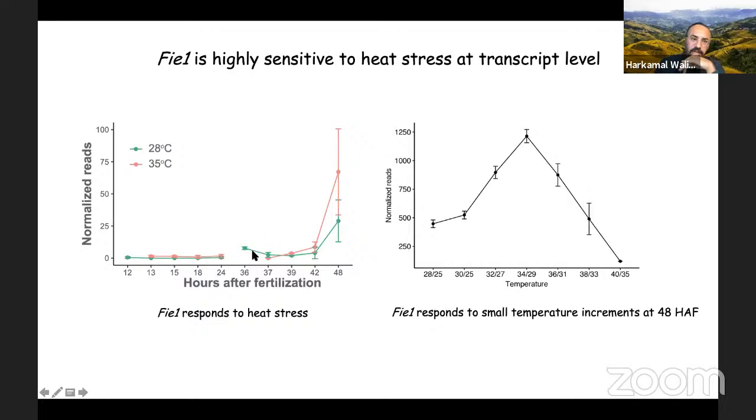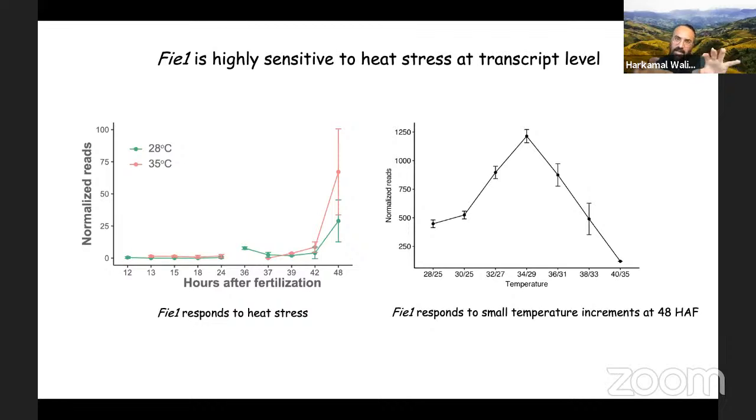response to heat stress, and what was very striking, and the reason why we wanted to work on this a little bit more, is that this is heat stress and this is control in green. It's not expressed during the early stages, the first 24 hours, but right around 36 to 48 hours, the expression of 5.1 goes much higher under heat stress. The other striking thing that I should share is that when we look at 48 hours after fertilization and we increase the temperature by 2 degrees, so you go from 28 to 30 to 32 to 34, the expression of 5.1 actually responds to every 2-degree increment in temperature.